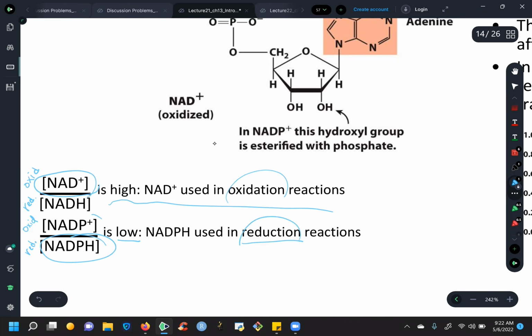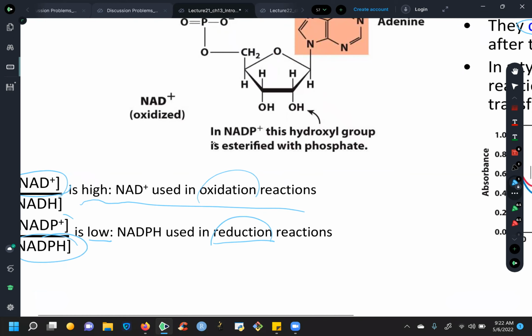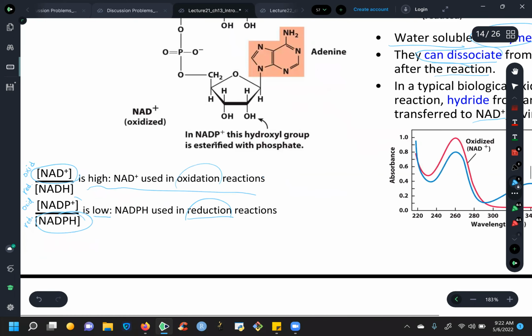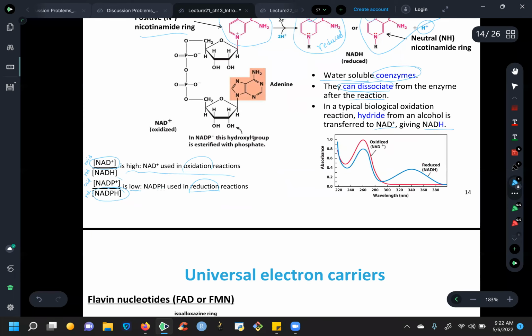Okay, so these are like little facts. If you don't know those, then go ahead and make a flashcard for that, because I have seen that on exams before.